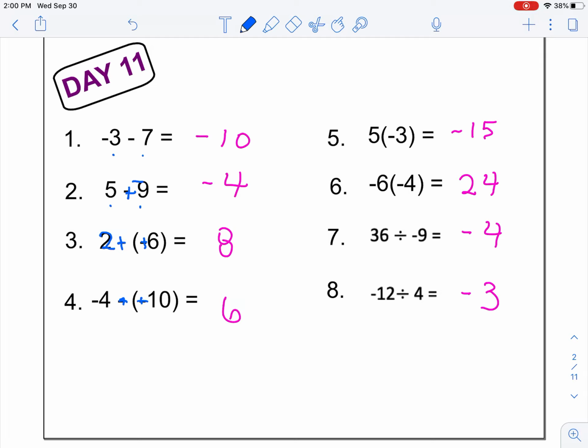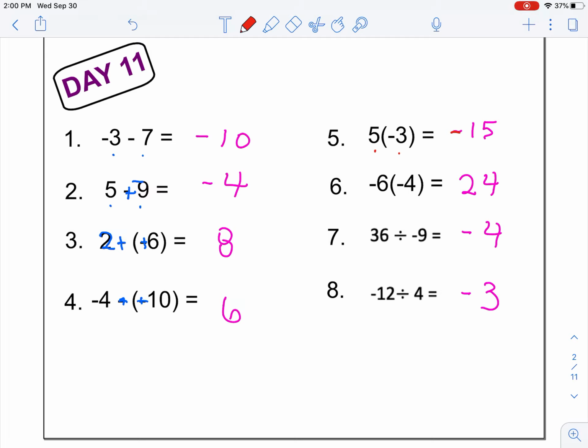Now, when we get to 5 through 8, you're multiplying and dividing. Remember, if your two signs are different, your answer will always be negative. If your two signs are the same, it will always be positive. So in number 5, you're looking at a positive times a negative, so you're going to get a negative answer, -15, and you just multiply or divide as you normally would. So 5 times -3 gives you -15.